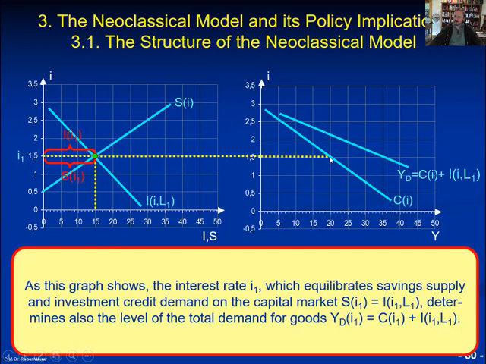This is the resulting consumption demand, and this is the resulting investment demand. Together, both demand components equal total demand for goods given this capital market equilibrium. This leads now to the question whether total demand for goods is also equal to total supply of goods given this capital market equilibrium. So far we have not determined the supply of goods on the market for goods.